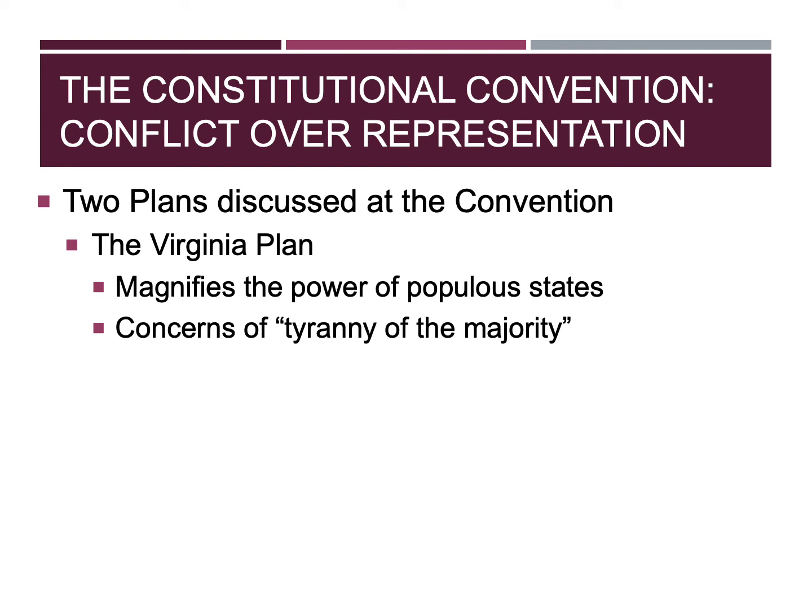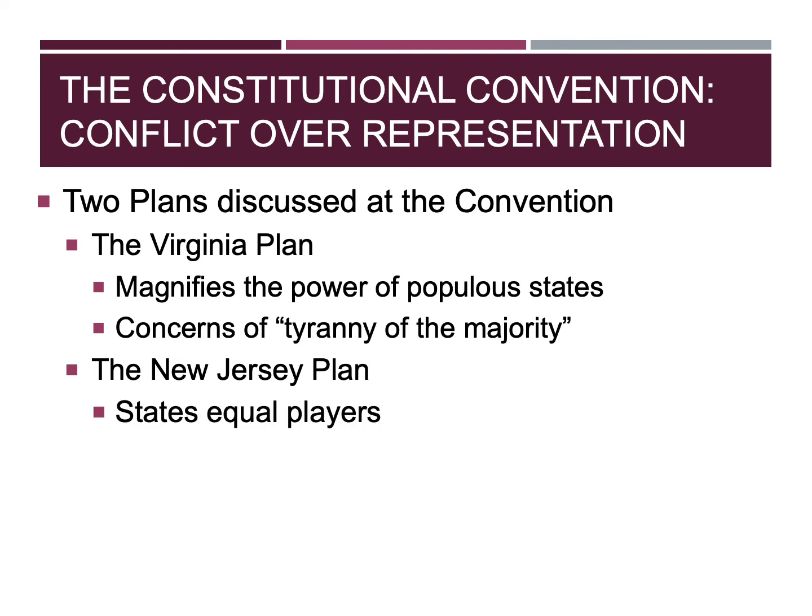Majority rules, and anybody who is not a populous state is going to be basically trampled by the populous states. And so there was a counter plan proposed at the convention called the New Jersey Plan. The New Jersey Plan wants to push against this plan that gives power to the states that have the most people. And they returned to the unicameral plan that was in the Articles of Confederation.